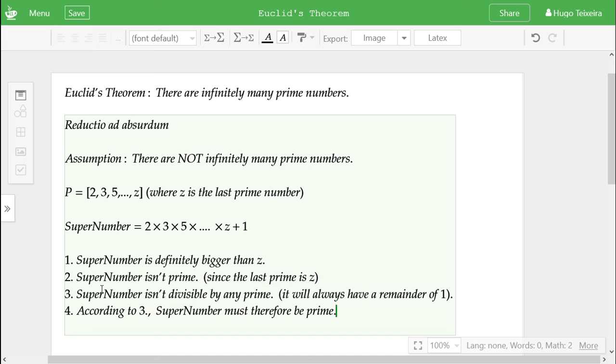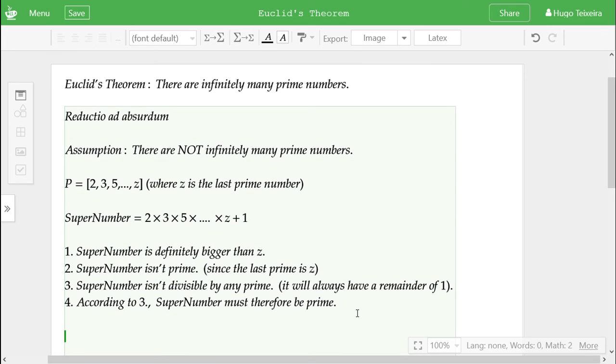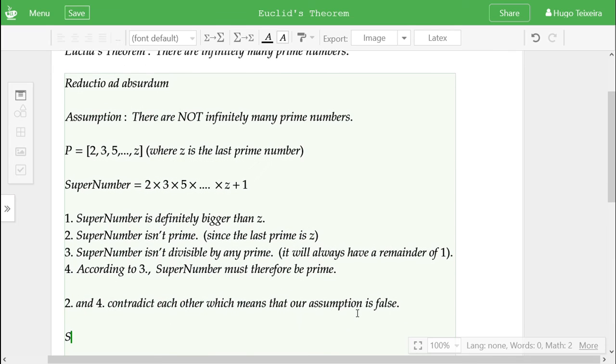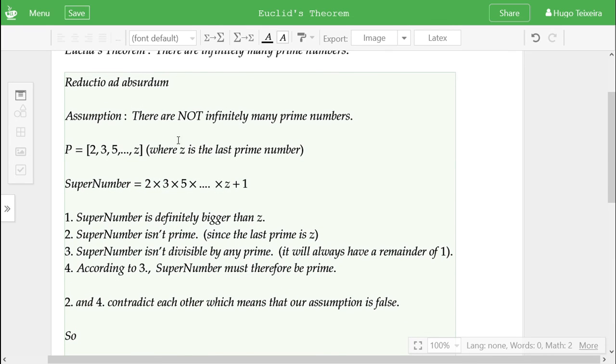So, according to number 2, supernumber is not prime. But according to 3, it must be prime because it's not divisible by any other prime numbers. And this is a contradiction. So it means that what we assumed must be false. And what we assumed, that there are not infinitely many prime numbers, is false.